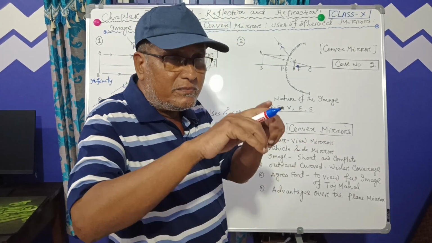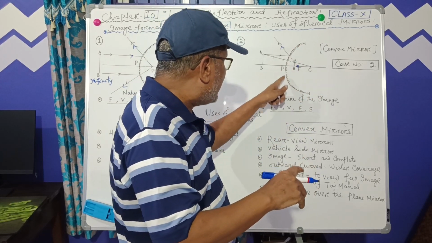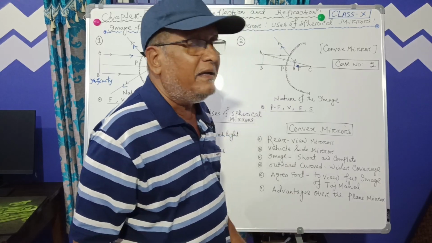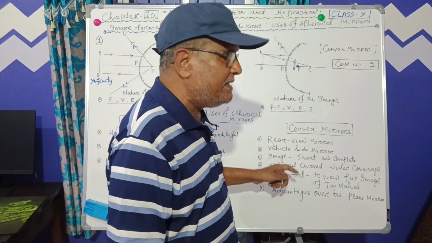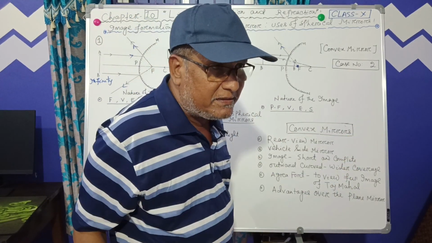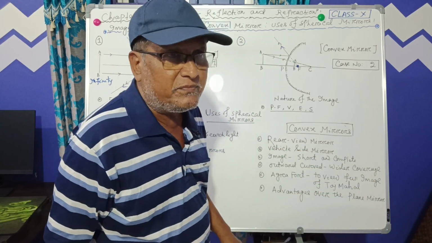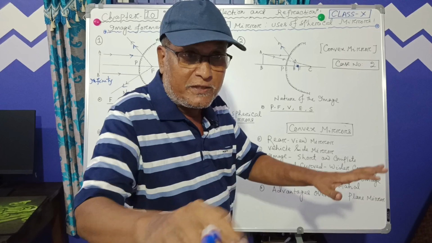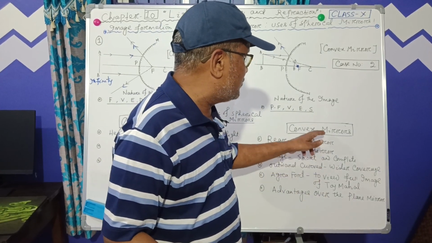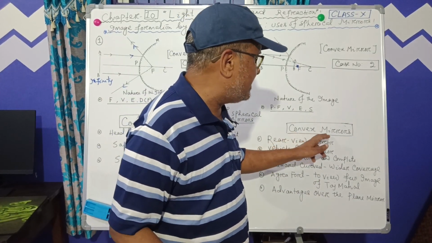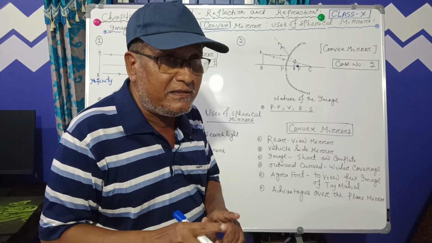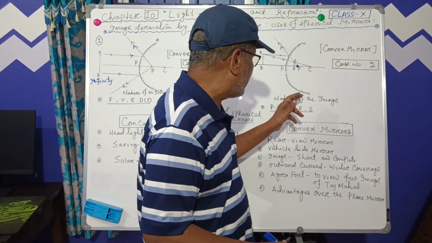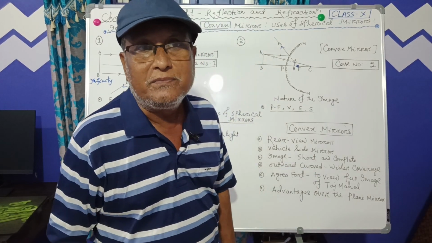So you see the reflecting surface is outward. The outward curved surface has an advantage. The advantage is the wider coverage, the widest coverage field, from which the image could be seen through a convex mirror. It is an advantage of this convex mirror over plane mirrors.